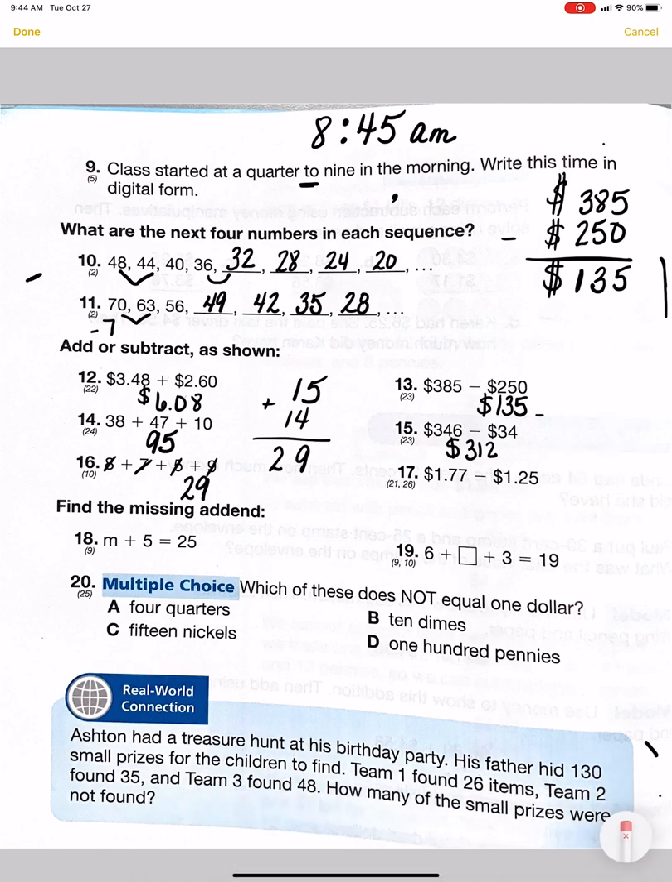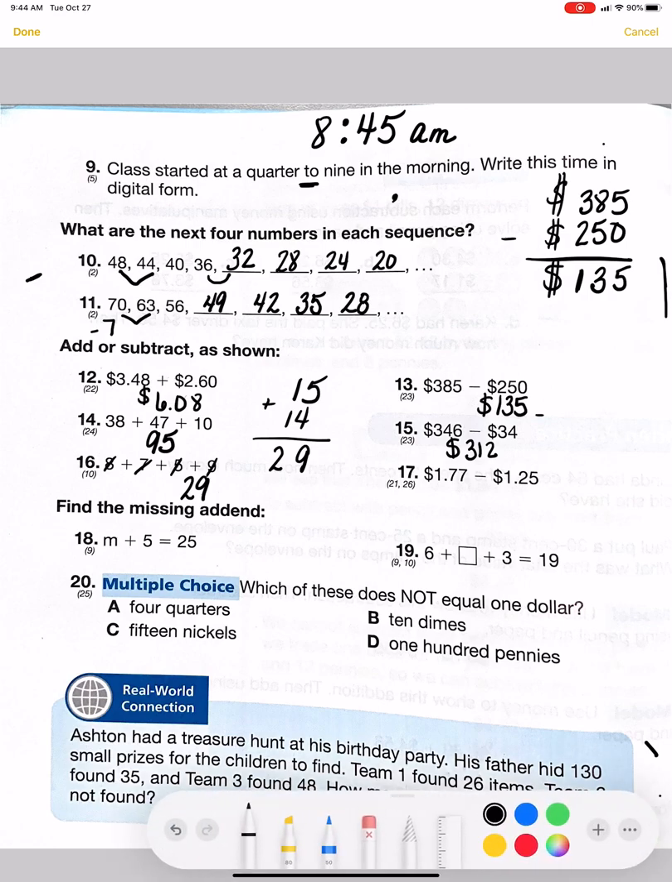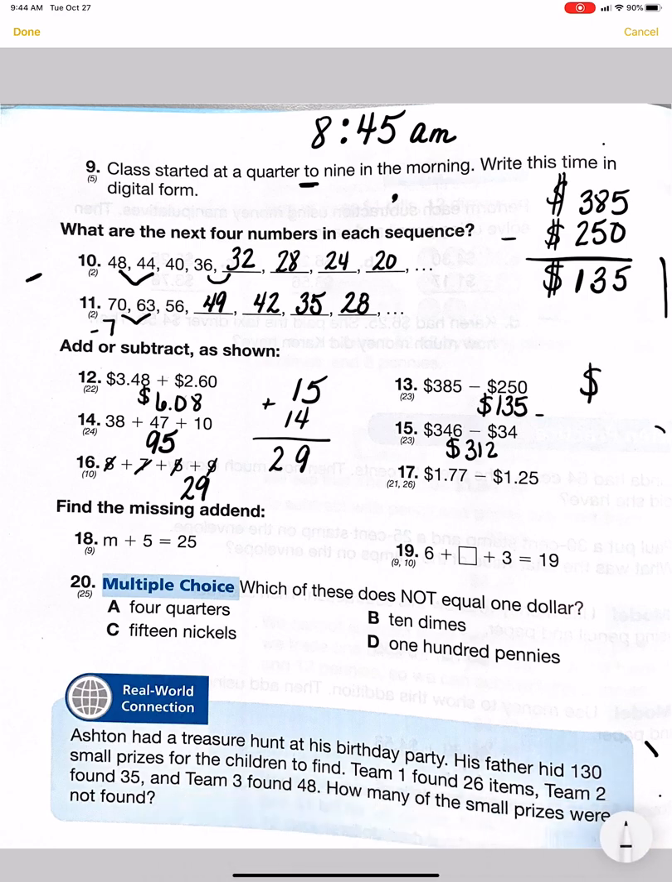$1.77 minus $1.25. Subtracting 7 minus 5 is 2. 7 minus 2 is 5. Decimal, this is 0. Dollar sign, that is 52 cents.